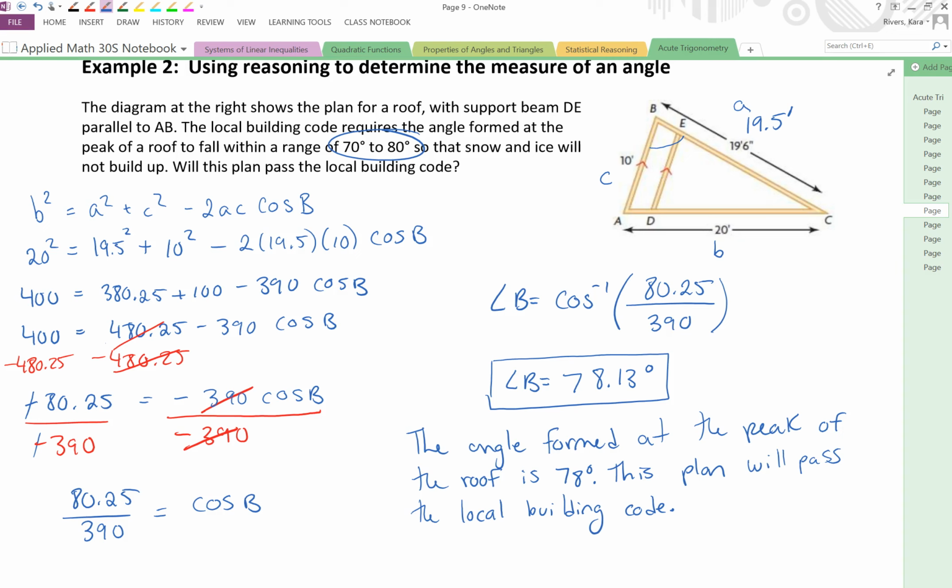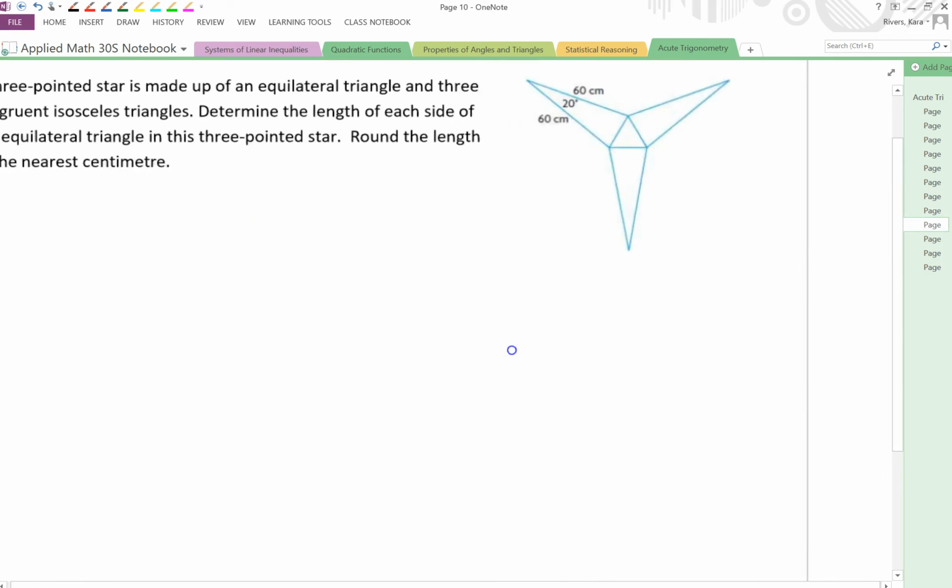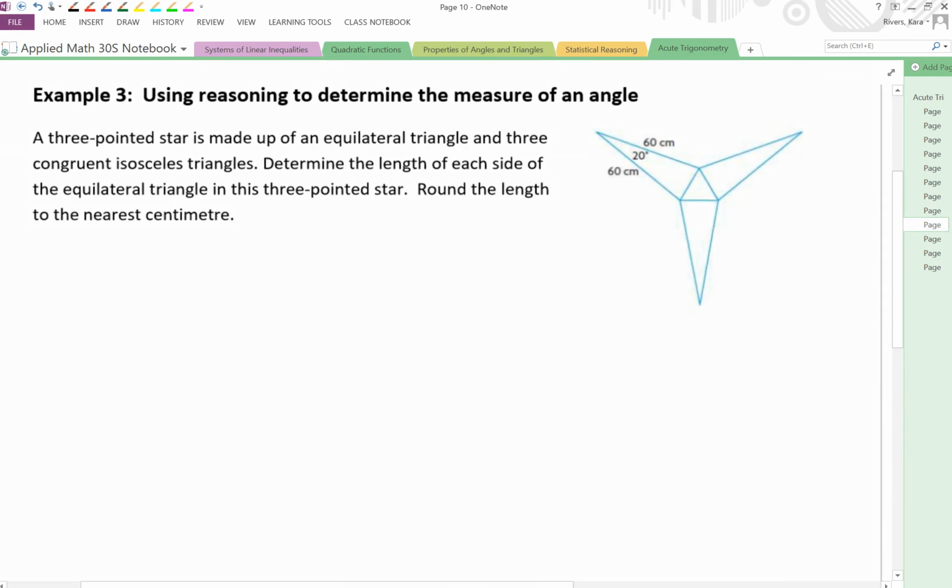All right, we have one more example in our notes here. Let's have a look. Using reasoning to determine the measure of an angle. So here's another angle question. It says, a three-pointed star is made up of an equilateral triangle and three congruent isosceles triangles. That's a lot of terminology there.